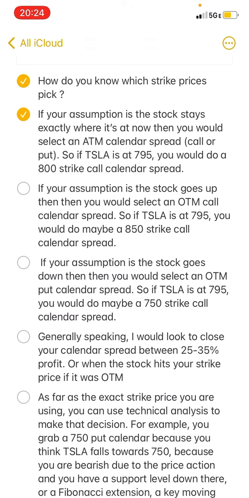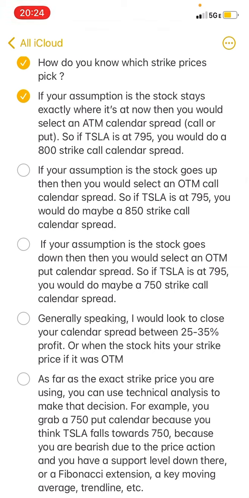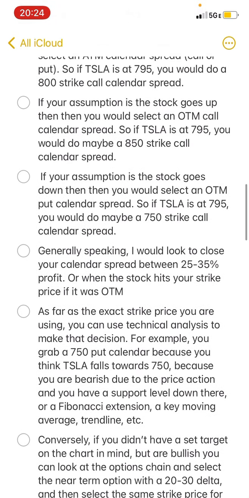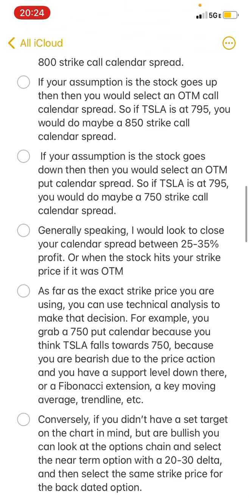So if your assumption is the stock stays exactly where it's at now, then you would select an at-the-money call calendar spread, okay? So if Tesla's at 795, you would do, say, an 800 strike call calendar spread, right? So in that scenario, you're just saying, well, I think Tesla's going to stay around $800 for like the next week or so, right? And you'll make money if it does.